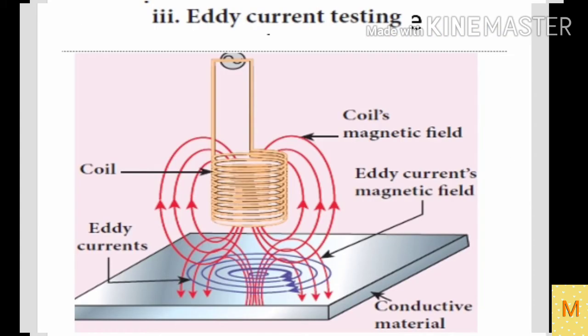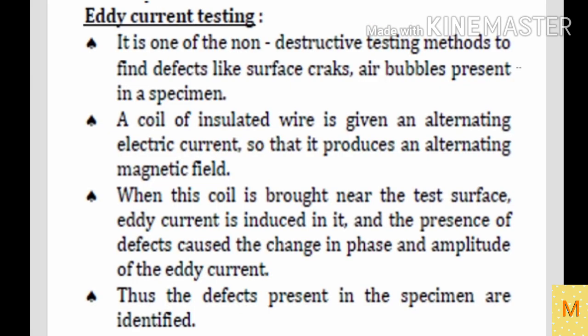Next one is about eddy current testing. It is one of the non-destructive testing methods to find defects like surface cracks and air bubbles present in the specimen. A coil of insulated wire is given an alternating electric current so that it produces an alternating magnetic field. When this coil is brought near the test surface, eddy current is induced in it, and the presence of defects causes a change in the phase and amplitude of the eddy current. Thus, the defects present in the specimen are identified.